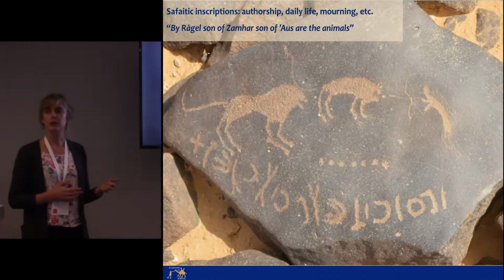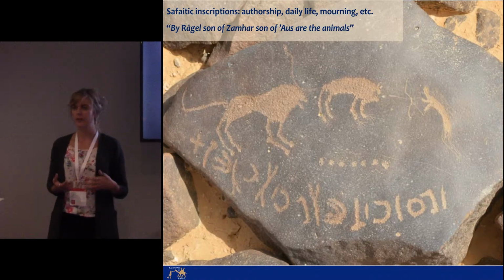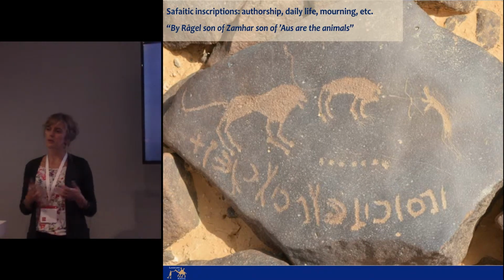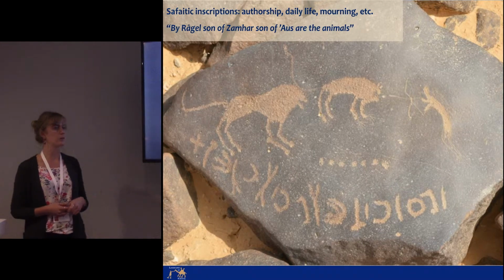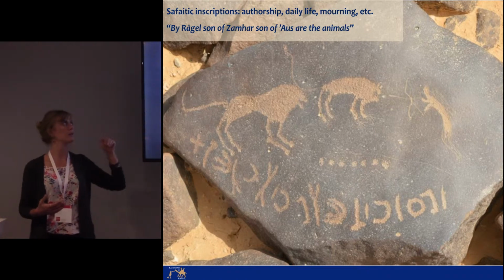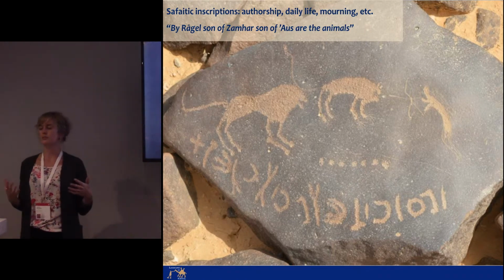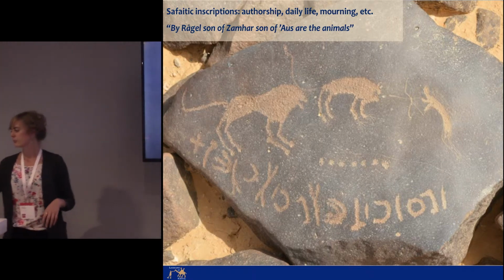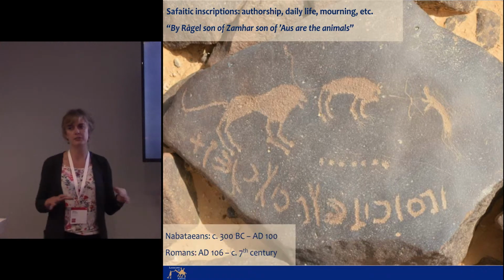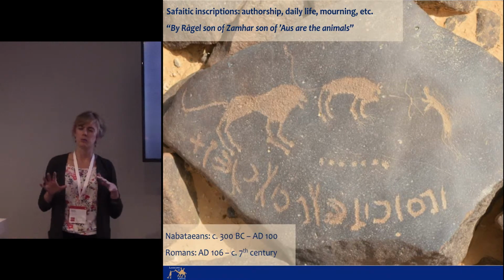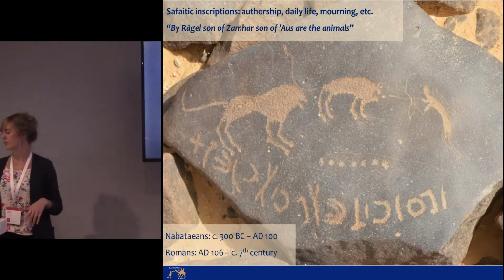We don't just have rock art, we have inscriptions as well, texts which are written in what is known as Safaitic. Most of the time they are names, but they also sometimes refer to the rock art, such as in this case, where they're saying, by this guy are the animals. They also mention aspects of daily life, such as pasturing camels or migration. And they give us a rough relative date for the rock art because of their mentioning of Nabateans and Romans. But there are a lot of problems around this date.